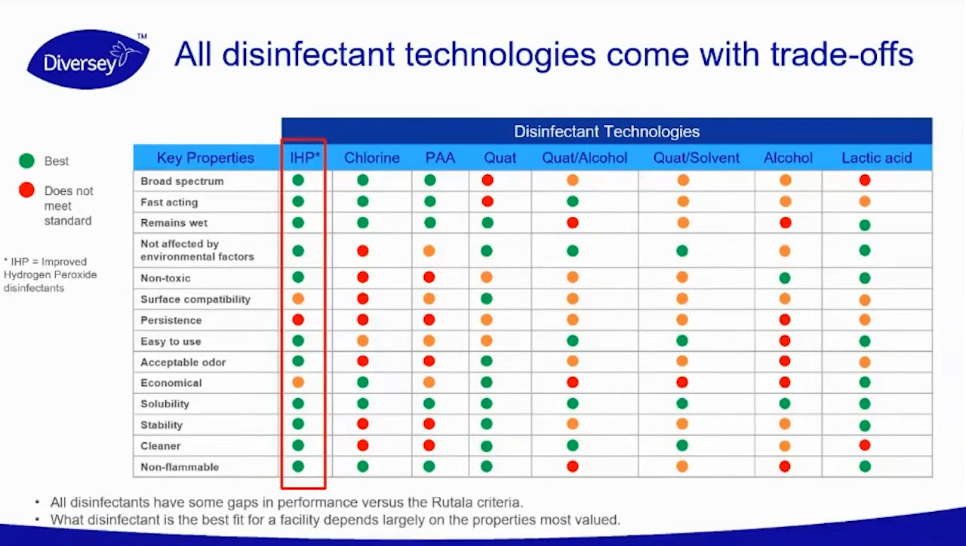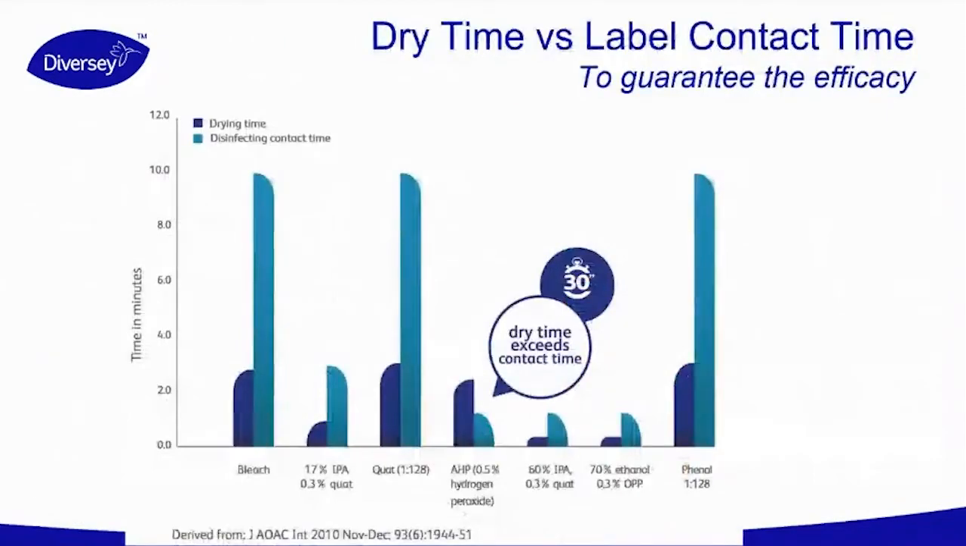And one of the properties that is also important when we talk about choosing the right disinfectant technology is the dry time versus the label contact time. This is an important criteria that guarantees the efficacy of your product. And on this table, you can see the drying time in dark blue and the disinfecting contact time required to kill the pathogen in light blue.